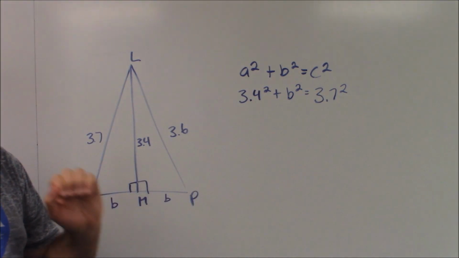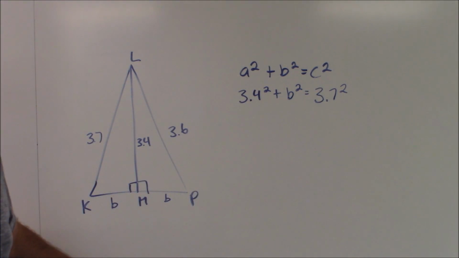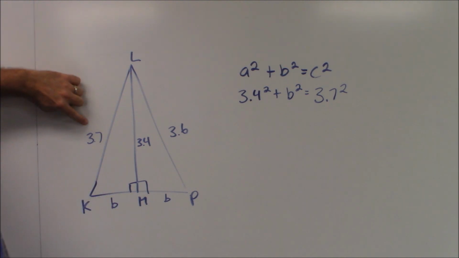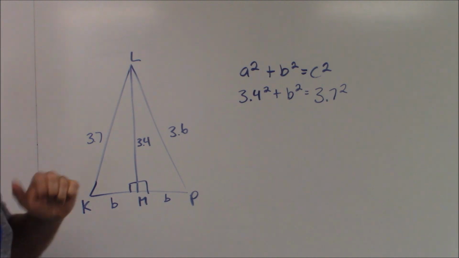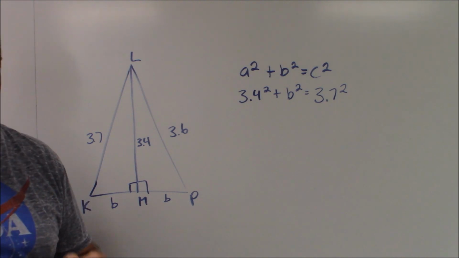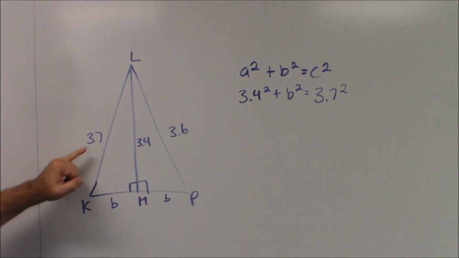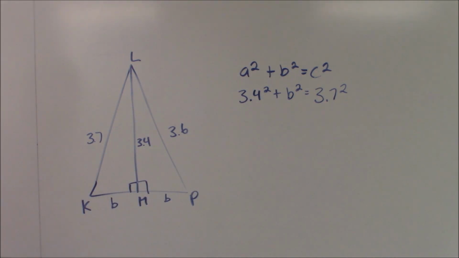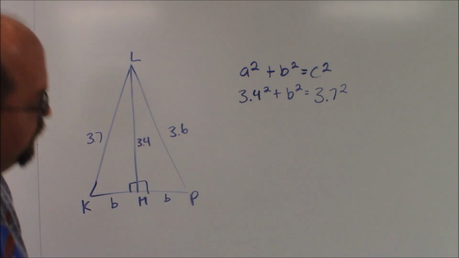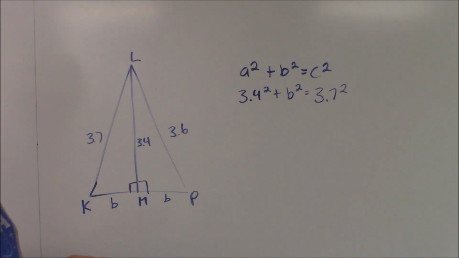Now, this is where some of you might get stuck and make an error, is if you just do 3.7 squared plus 3.4 squared and then find the square root, that's not going to give you the correct answer. You've got to make sure that your C value is the hypotenuse. All right, I'm going to go ahead and punch those into the calculator.